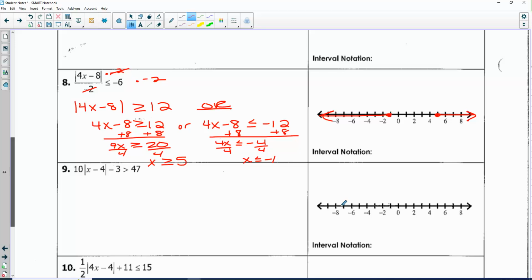Alright, so the big thing on these, get the absolute value by itself, and then you have to decide which type it is. Is it an and, where I have to write one big inequality, or is it an or, where I do two separate ones?